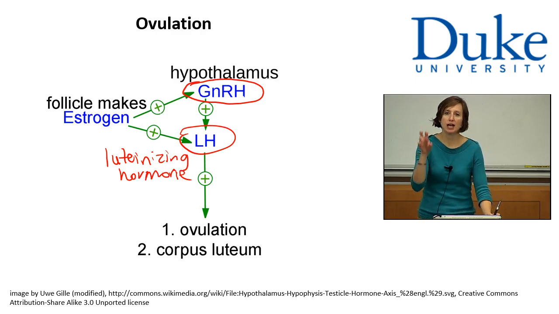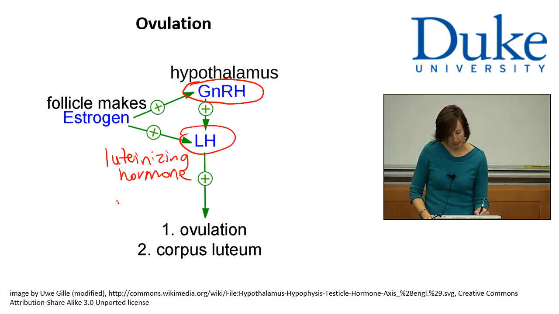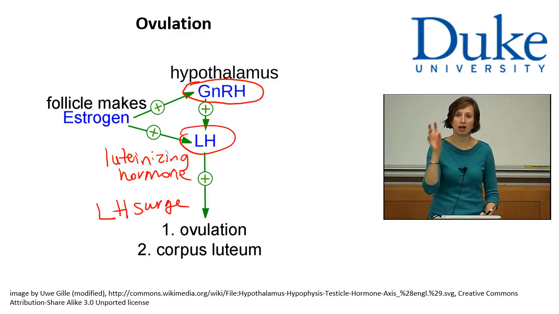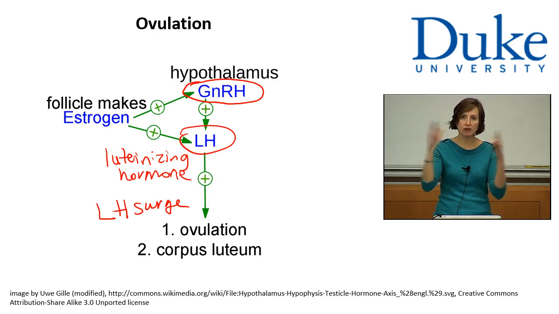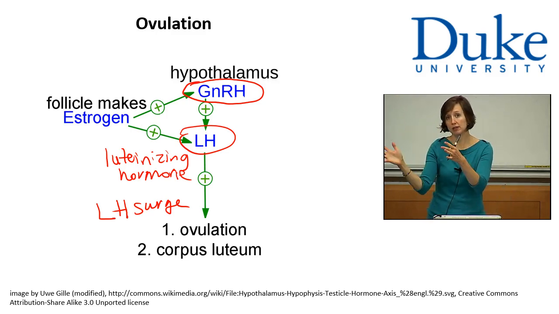That increase in LH is called the LH surge, and it's what stimulates ovulation. So once the follicle gets big enough, it's making enough estrogen to cause the LH surge, which causes ovulation.